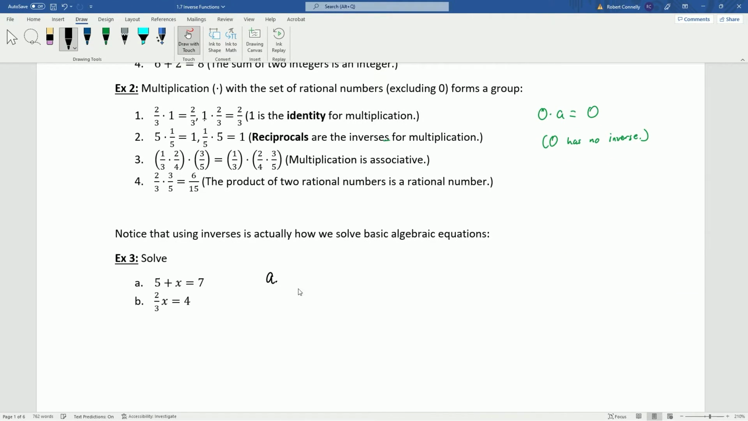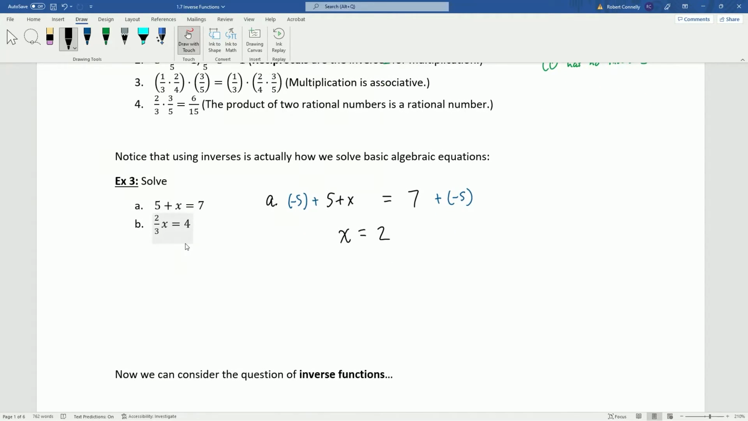So if we look at this first equation, 5 plus x equals 7, what I can do here is just add the inverse of the component paired with my x to each side of the equation. And what do I get? I get -5 plus 5 is 0, the identity for addition, which leaves me with just x equals 7 minus 5, which is 2. So how did we solve this basic equation? We applied an inverse, and since the operation we were trying to undo here was addition, we applied the inverse under addition, which is just a negative number.